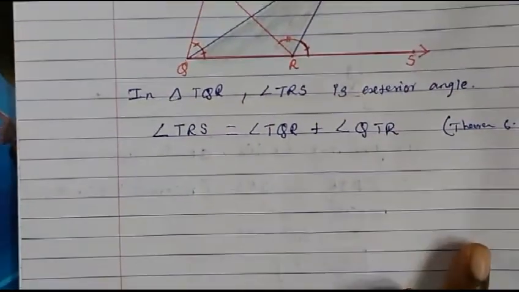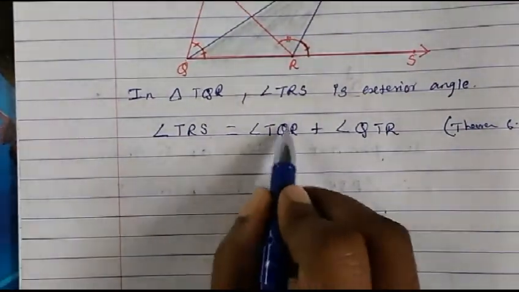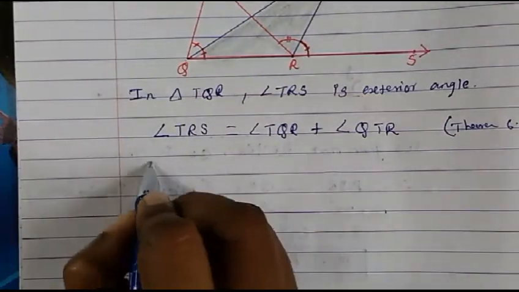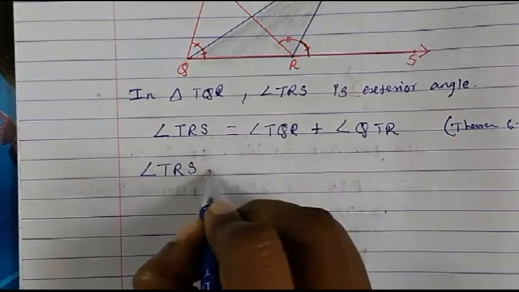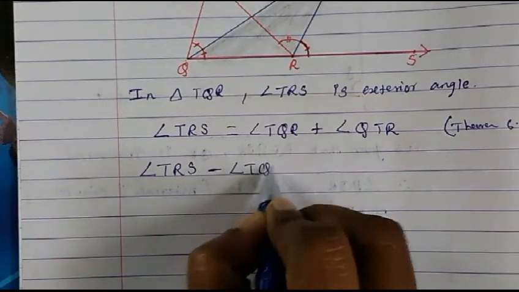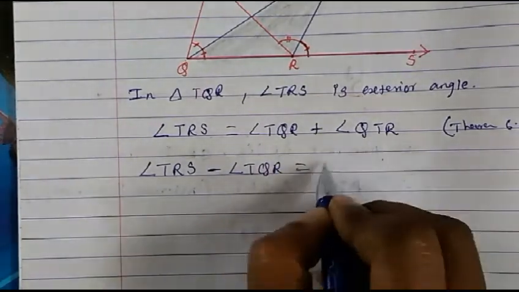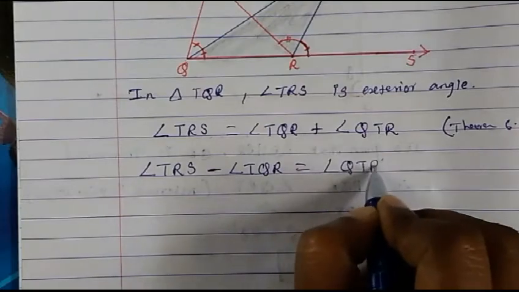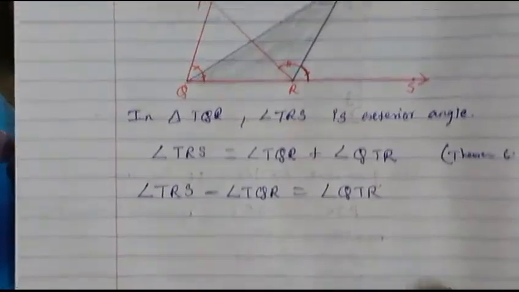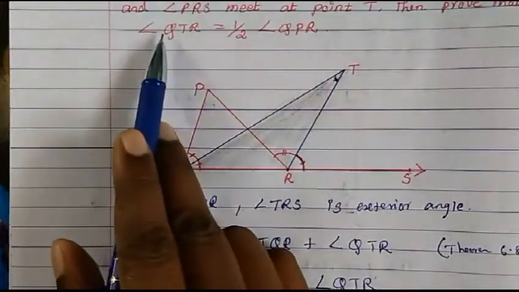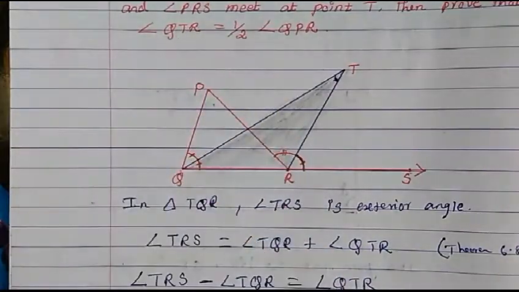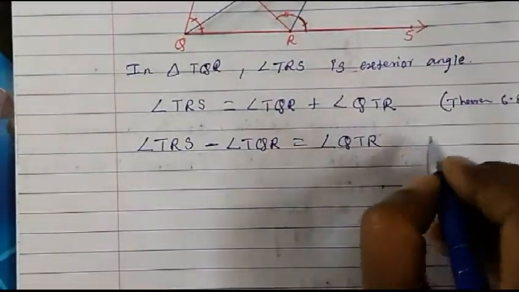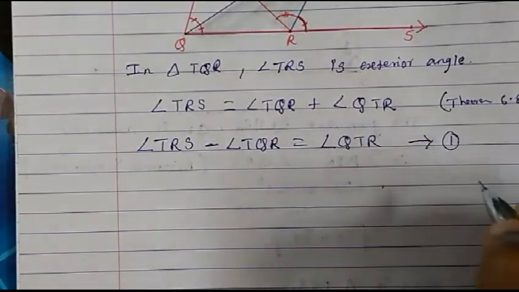Okay, so now let me bring this to this side. So just modify. When it is plus, when it comes here, it becomes minus. Then let us keep this here, angle QTR. Why are we keeping it? Because something we have to prove here: angle QTR is equal to half of QPR. So because of that, we keep it like this and keep this as equation 1.